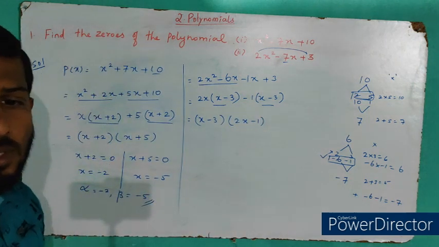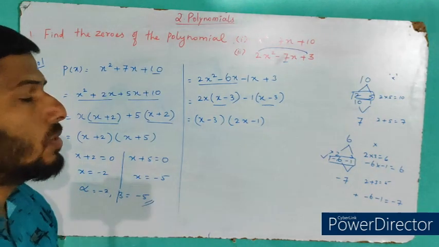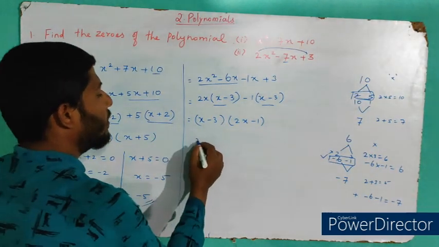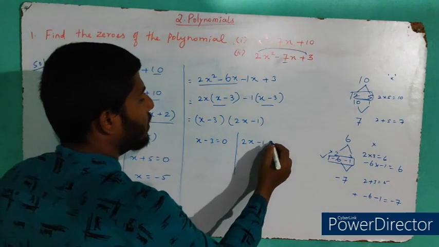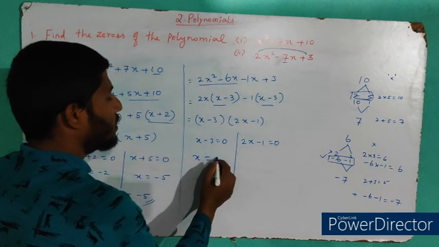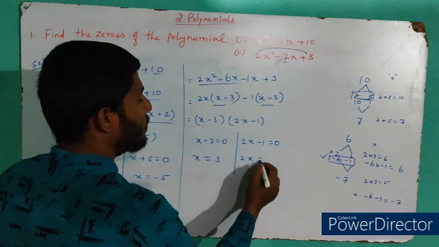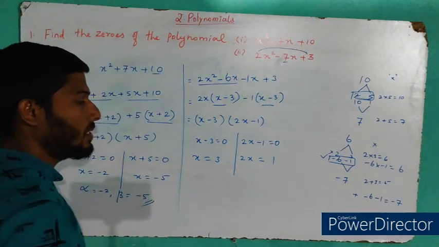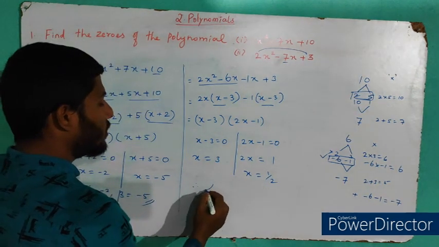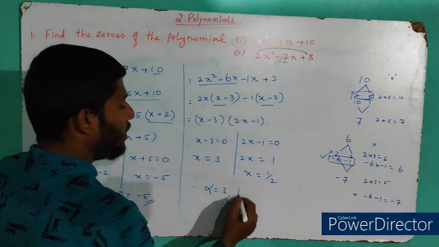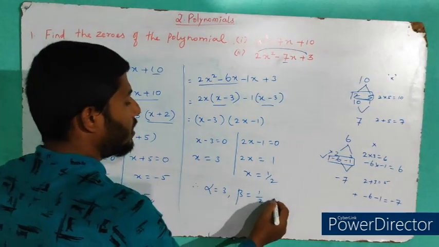Now to find out the zeros, apply each factor equal to 0. Then x − 3 = 0 or 2x − 1 = 0. Here x = 3, and here x = −1, take opposite, plus 1, then x = 1/2. So therefore the zeros: alpha is equal to 3 and beta equal to 1/2.